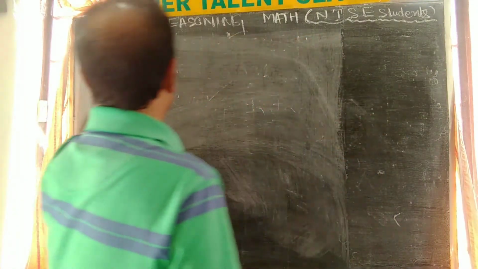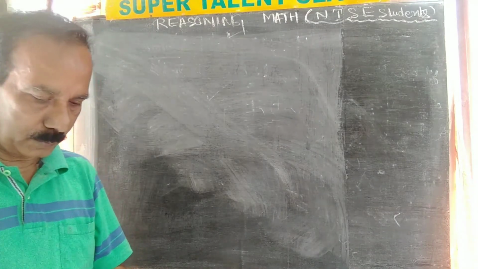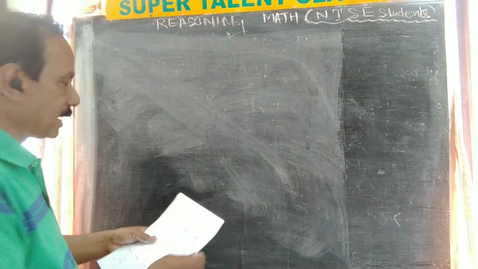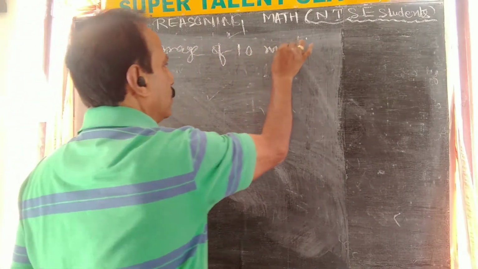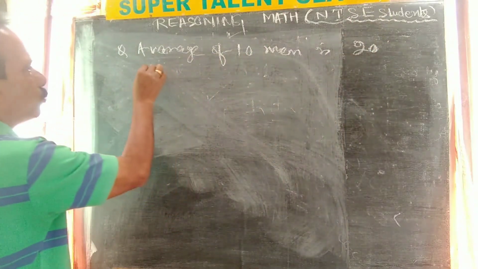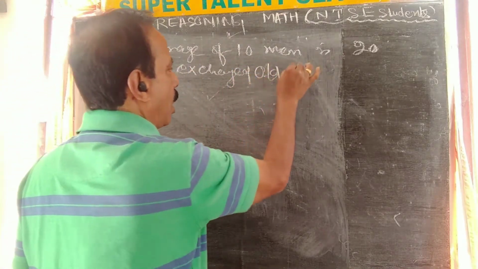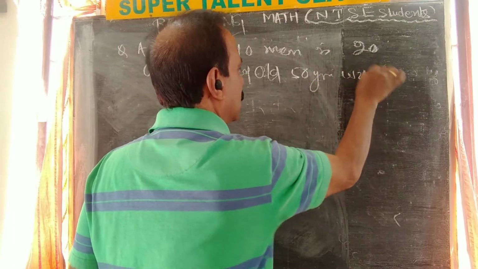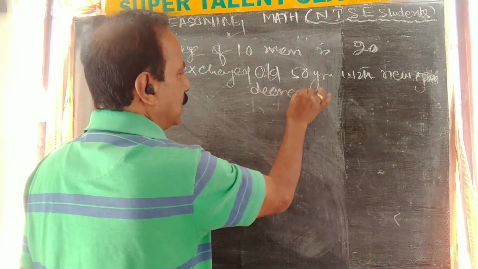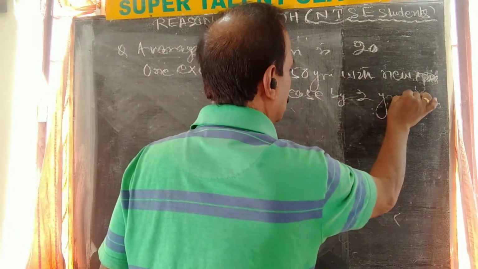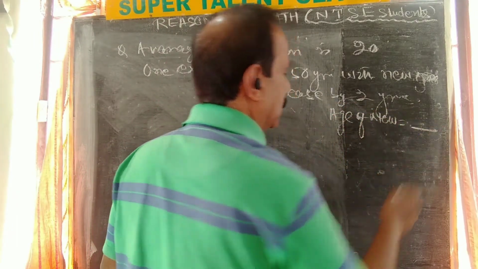See, I am just telling you, you see average then. Average of 10 questions. Average, you know it. Average of 10 men or 10 people, each 20. So one exchange means, suppose you take one old one of 50 years and replace with a new young one. The new one decreases the average by 2 years. Then what is the age of the new one? Age of the new one. You see this question.